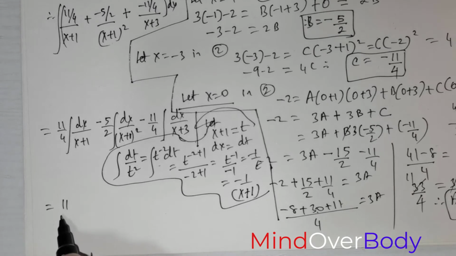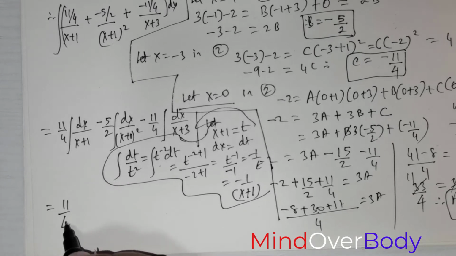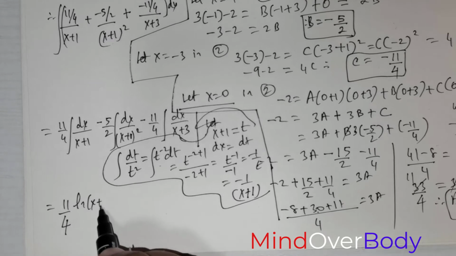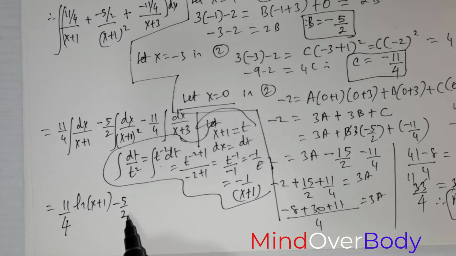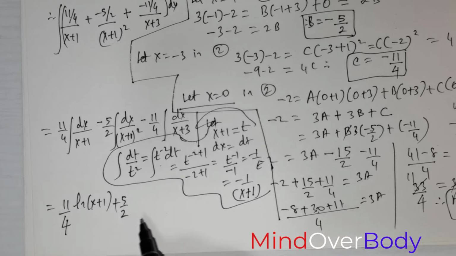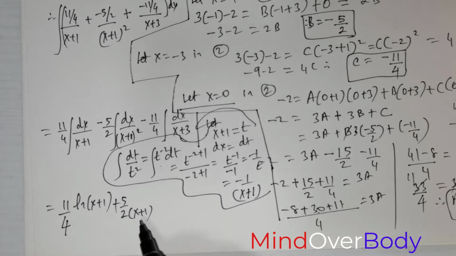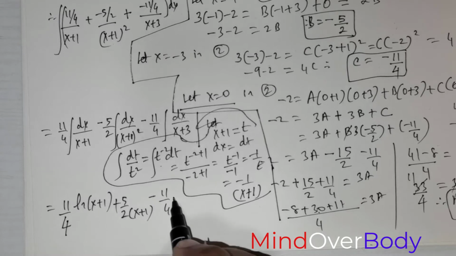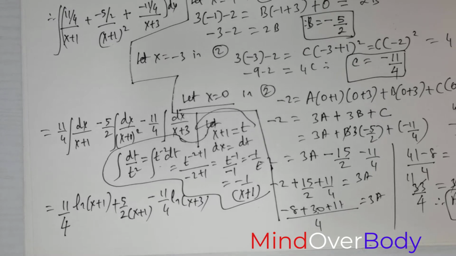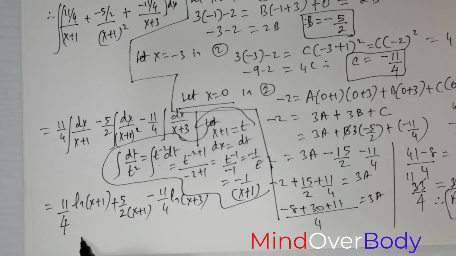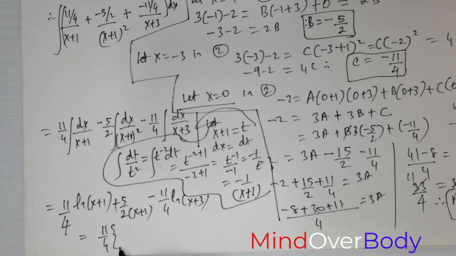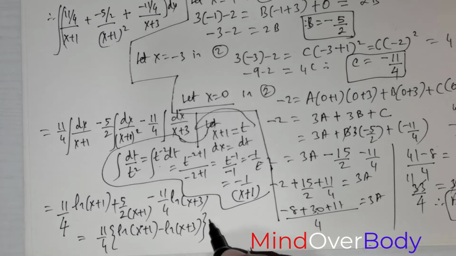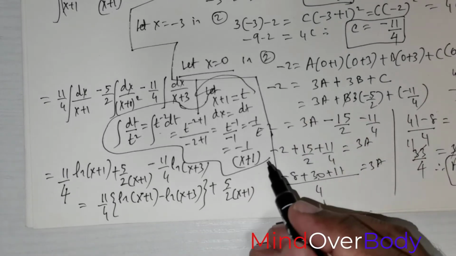So that's fair enough. Now coming back to the integral of the first quantity, that's going to be ln of x plus 1. The second quantity is going to be 5 over 2. There's already a negative sign, so this is going to be positive times 1 over x plus 1, followed by negative 11 over 4 ln of x plus 3. Now I got 11 over 4, 11 over 4, so let me take that 11 over 4 out, and that would give me ln of x plus 1 minus ln of x plus 3 plus 5 over 2 times 1 over x plus 1. Of course I need to place the arbitrary constant c.